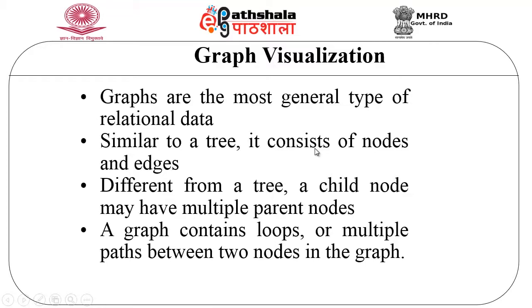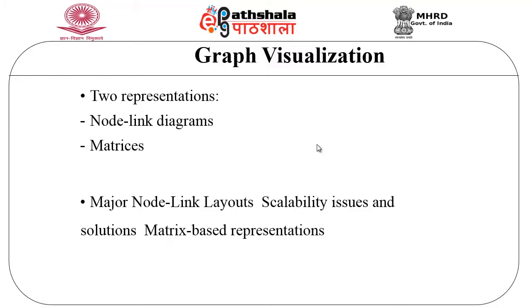The next one is graph visualization. Graphs are the most general type of relational data set. Similar to a tree, it consists of nodes as well as edges. Whereas different from a tree, a child node may have multiple parent nodes in the case of a graph, and a graph can also contain loops or multiple paths between two nodes in the graph.